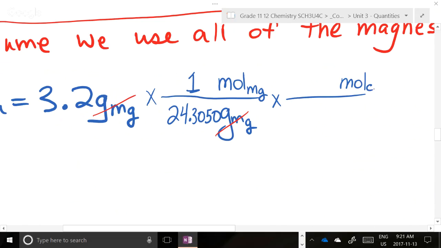So I want to know how many moles of copper will get made. And on the bottom, I want to cancel moles of magnesium. Now, where am I going to get these numbers?